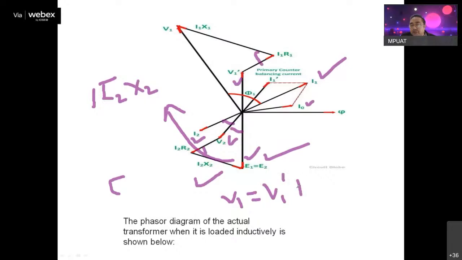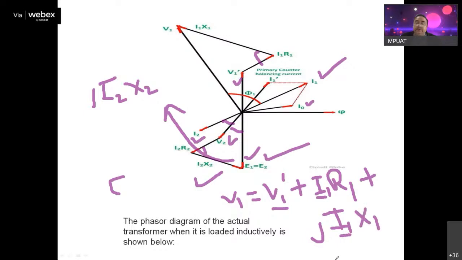V1 dash phasor plus I1 phasor R1 plus j I1 X1. Okay, and V1 dash is also equal to minus E1. Clear? Is it clear or not?